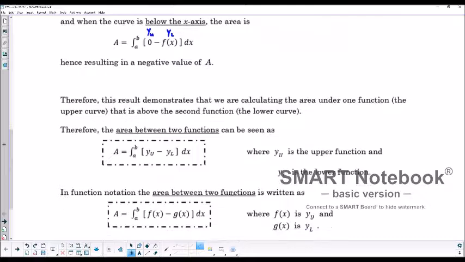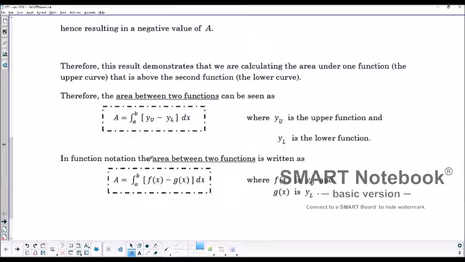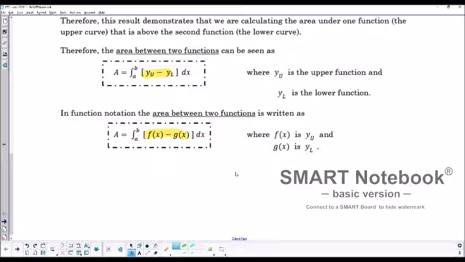When we're finding the area between two functions, we can take the difference between those two functions and simplify. We put them in the integration formula, where y sub u and y sub l are the upper and lower functions respectively. We can put them into this formula and simplify, and then we end up with an expression that we can integrate. We can look at it in function notation as well, as f of x minus g of x, where f of x is the upper function and g of x is the lower function.